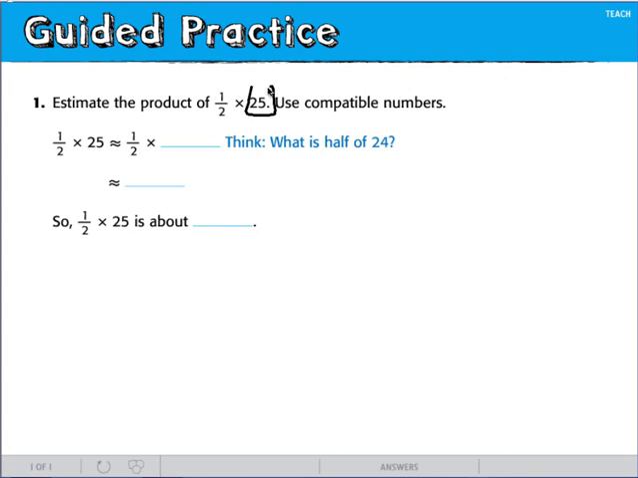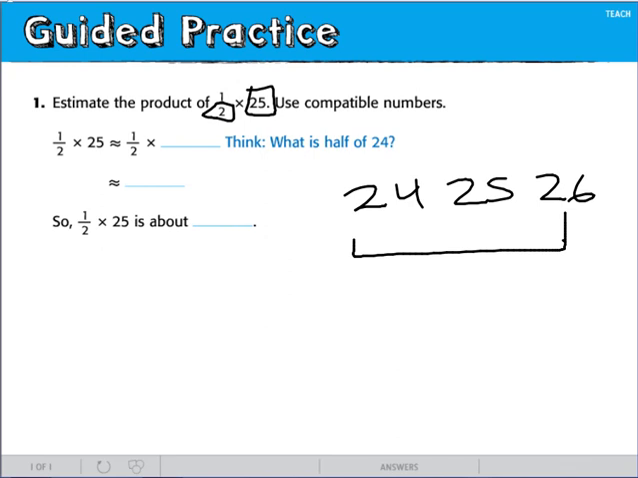This is 25, right? We're counting by 2s, which means we're going to have 24, 25, 26. Now, correct me if I'm wrong, but we have always been taught that if you're right in the middle of 2 numbers, you round up. Haven't we? So 25 would round to what? 26. According to your book, it's going to round to what? 24. Because it's right in the middle.